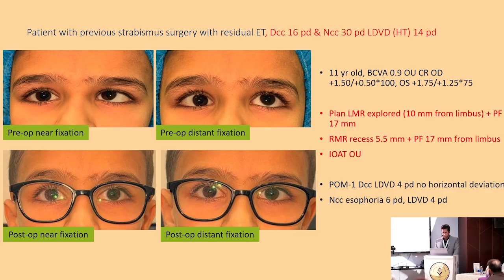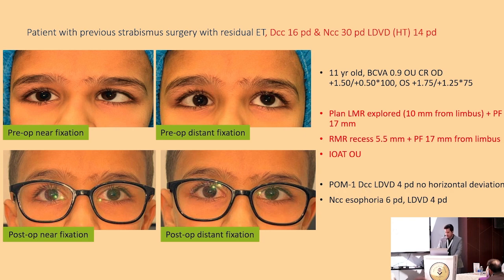Just I've added a posterior fixation suture, 70 millimeter from limbus, and I've decided to recess the right medial rectus muscle for distant residual esotropia. And again, posterior fixation suture has been added with inferior oblique anterior transposition, both eyes, grade 4 of the left eye because of more DVD.